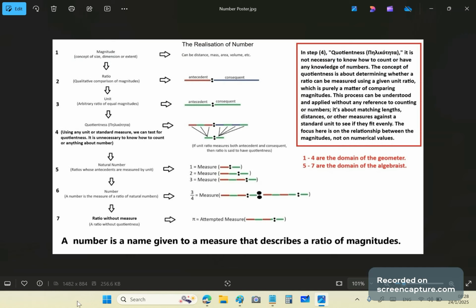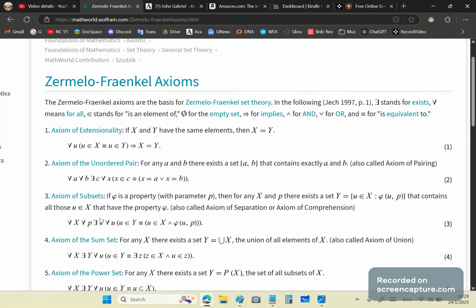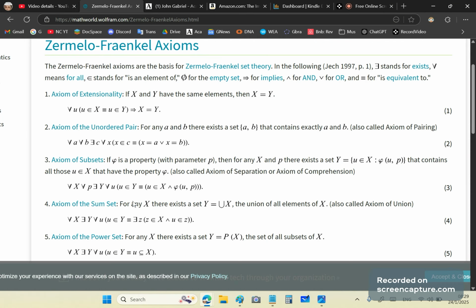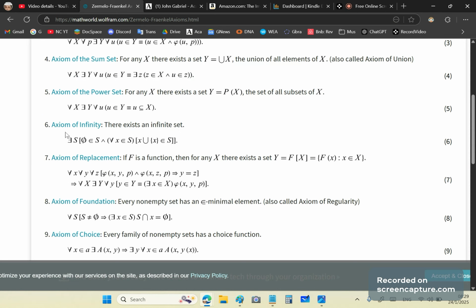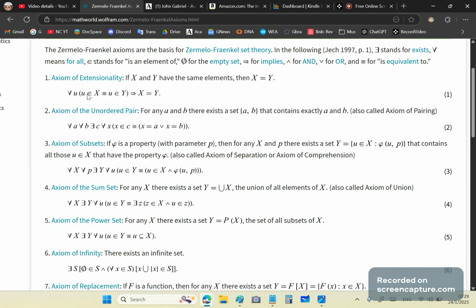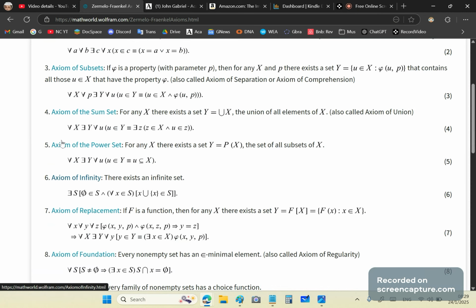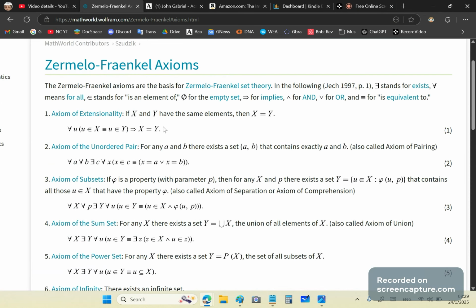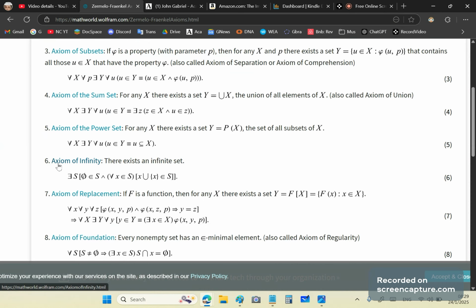Now, a number is a name given to a measure that describes a ratio of magnitude. So from 0.1 to 6, all these are the foundation for a number. And you might say, well, that sounds complicated. But guess what? Try to learn from the drivel of mainstream mythmatics. Okay, first of all, you need to believe in these 9 beliefs here. Things like infinity, like extensionality. Okay, some of these you can actually say they're sensible, but the majority of them are not. And of course, number 6 is especially problematic. Okay, so didn't mean to do that.